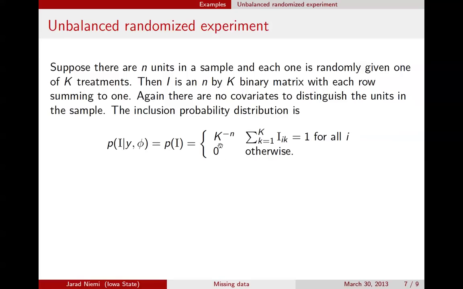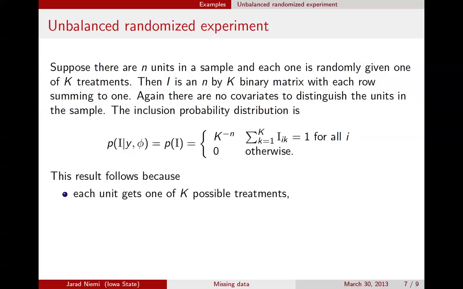And so here we have 1 over k to the n, and this is just the constraint that each row sums to 1. If the row doesn't sum to 1, if we for some reason think that a particular unit had 0 treatments or it had more than 1 treatment, then the probability of that is 0 because we know that exactly 1 treatment is given to each unit.